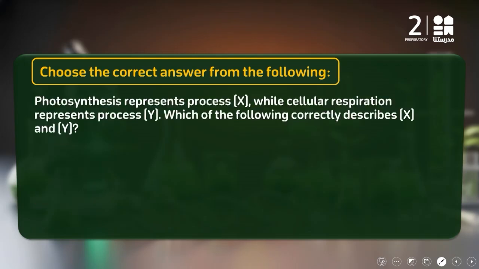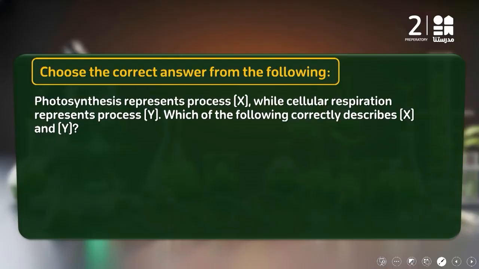And let's go to the third question. The third question speaks about photosynthesis again, represented by process X, while cellular respiration is represented by Y. So I have photosynthesis X and cellular respiration Y. These are two processes which are opposite to each other. Which of the following correctly describes X and Y?